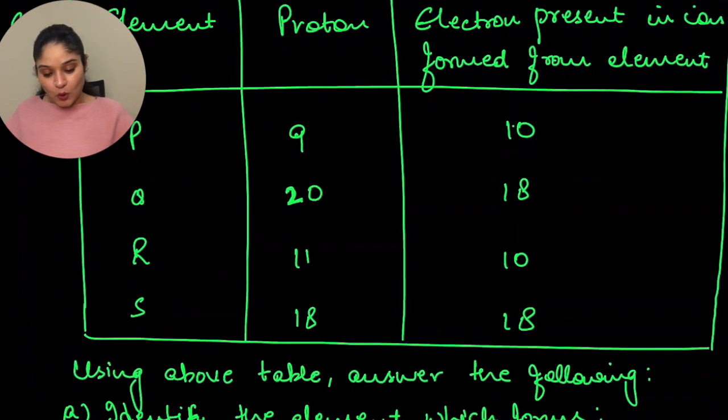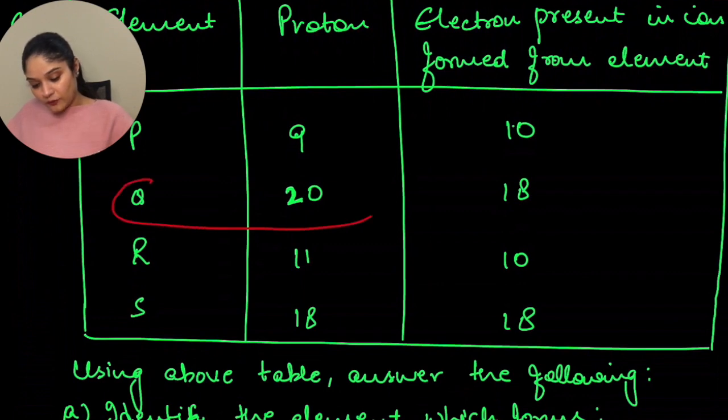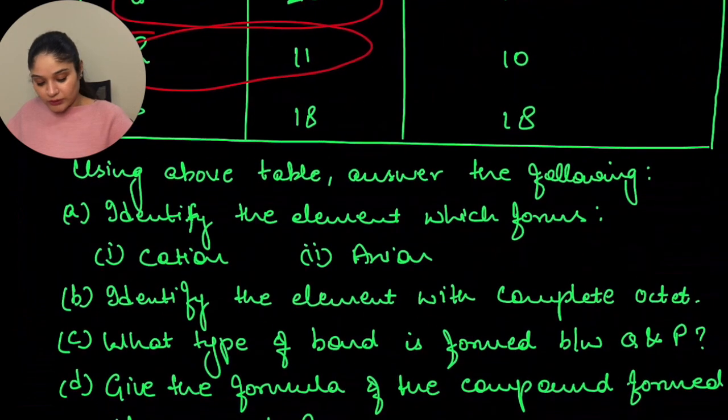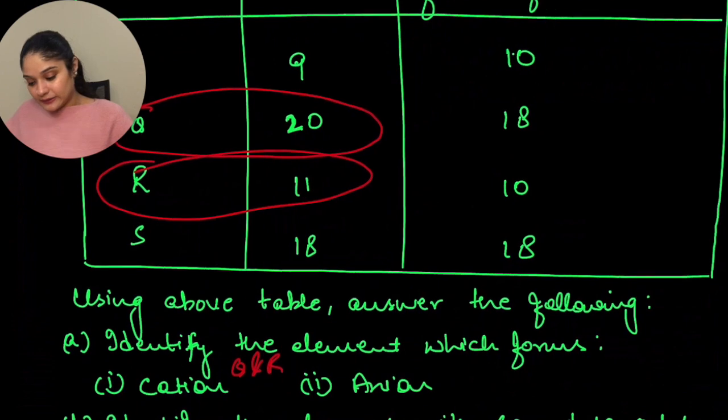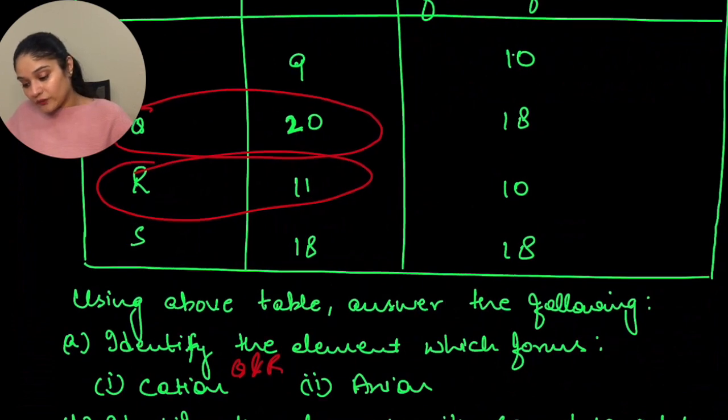Elements are given, protons are given, and the electrons present in the ion formed from the element are given. So let's get started with this. Using the above table, answer the following. Identify the element which forms a cation and which forms an anion. So if you take a closer look, your Q will form a cation and your R will form a cation. So Q and R will form cations. Then which one of them will form an anion?